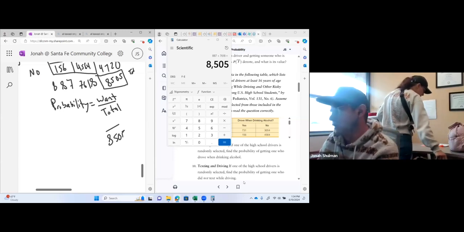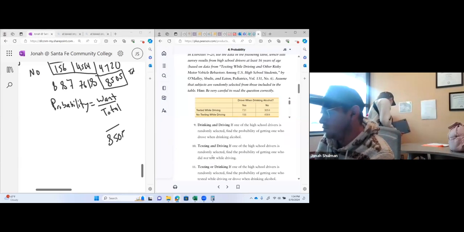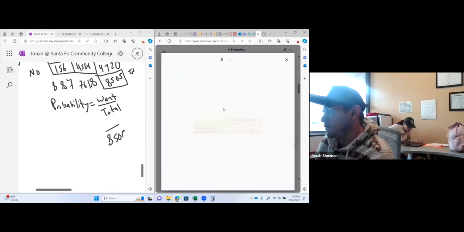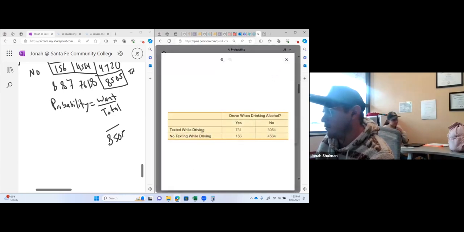So what do we want to get for 10? If one high school driver is randomly selected, so our total is 8505, find the probability of getting one who did not text while driving. So we don't really care about this one. We just want the no texting while driving, which is both of these ones put together. No text while driving and this one. So all I have to do is add these two up. 156 plus 4564, and I'm going to get the answer.